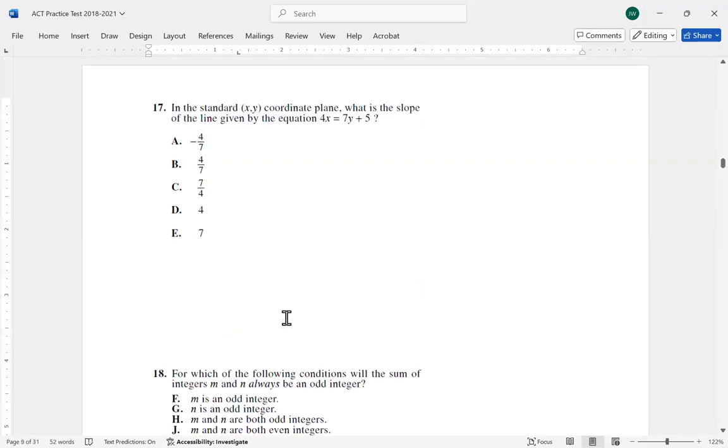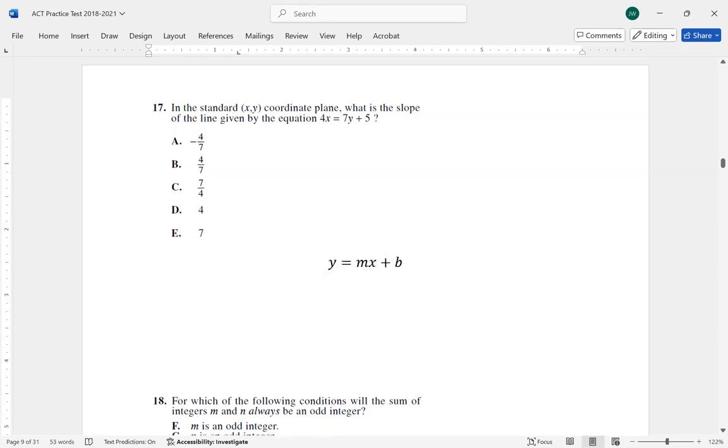Question 17. In the standard XY coordinate plane, what is the slope of the line given by the equation 4x is equal to 7y plus 5? Now, what I would do is get that equation into slope-intercept form, specifically y equals mx plus b, because then the m, the coefficient of the x, is going to be my slope.